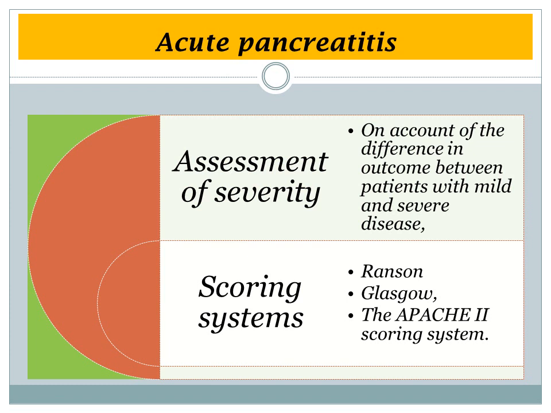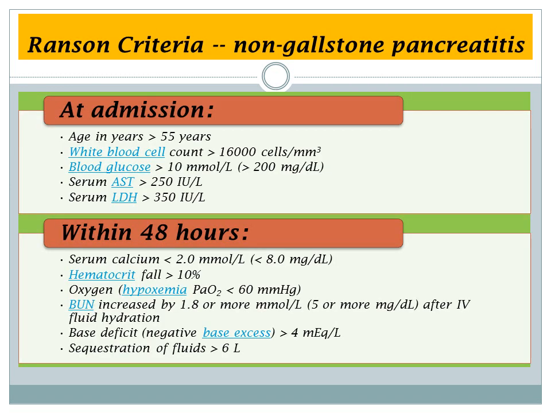The other thing is assessment of the severity. On account of the differences in the outcome between patients with mild and severe disease, there is a scoring system. We have different scoring systems, that is, for example, Ranson criteria, Glasgow criteria, the APACHE II scoring system, and like this. First of all, we discuss the Ranson criteria. Ranson criteria is different for gallstone pancreatitis and non-gallstone pancreatitis.